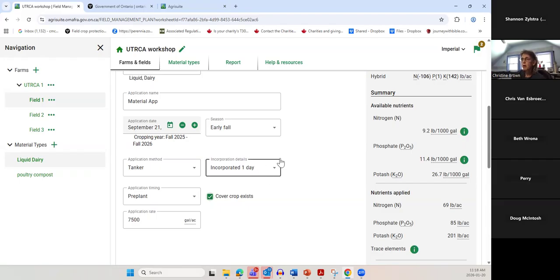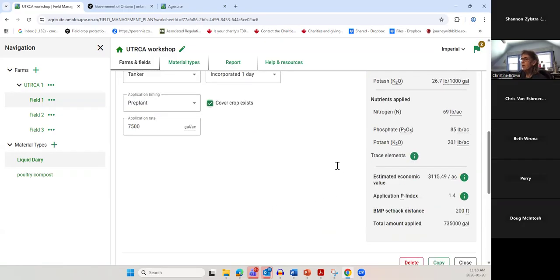Are these numbers 100% accurate? It's the best we've got until we get more research data. All this information comes from research. It's approved by Ontario Soil Management Committee, where all the recommendations go through. Once we get updated numbers, we can update these as well.